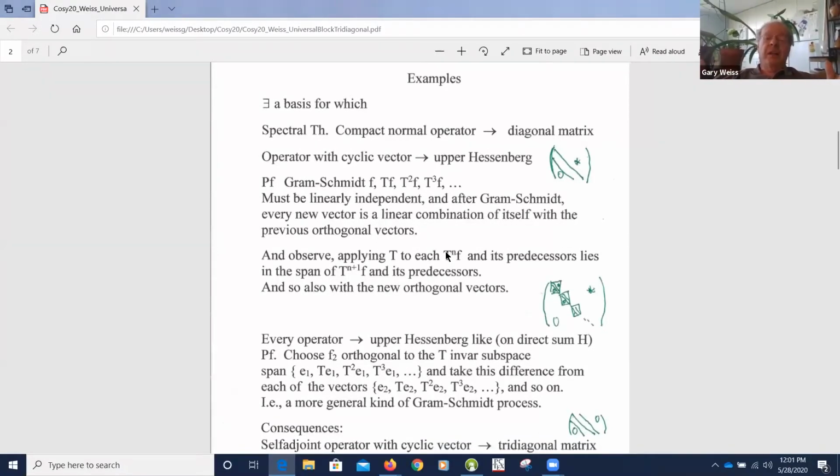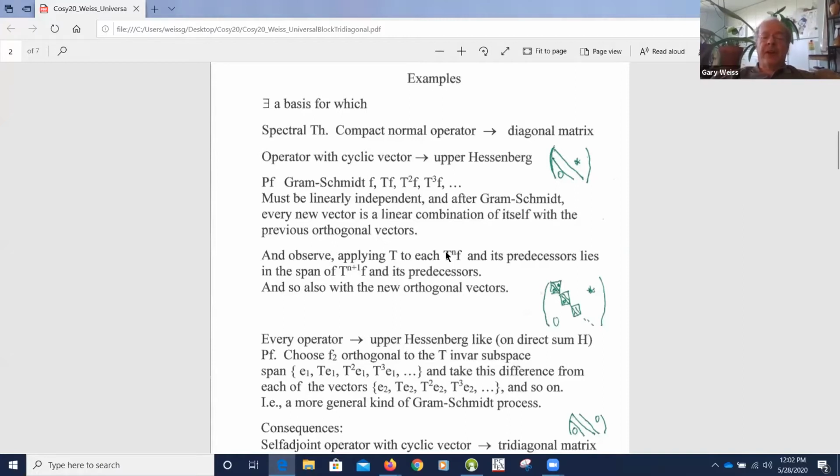Now, what about an operator with a cyclic vector? Okay, well, if there's an operator with invariant subspaces, then every vector is cyclic. And from every vector, you can generate an upper Hessenberg. That's what they look like. So the diagonal and the lower diagonal are supports and everything above the diagonal. So they look upper triangular-like, okay?